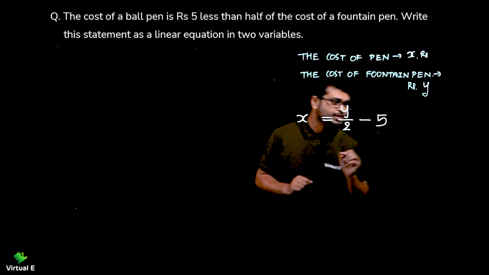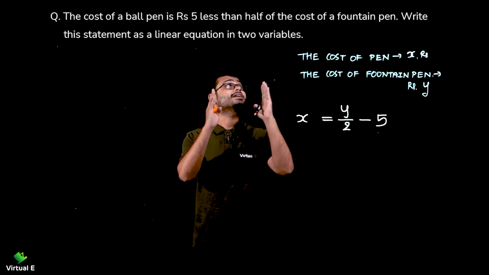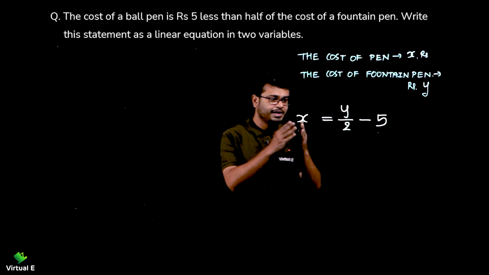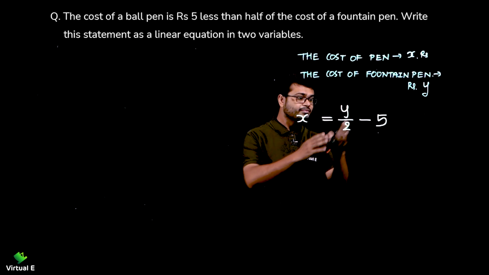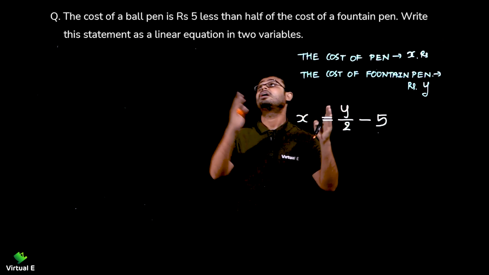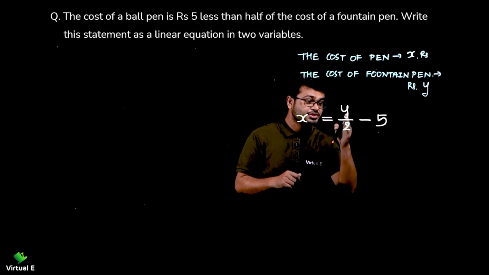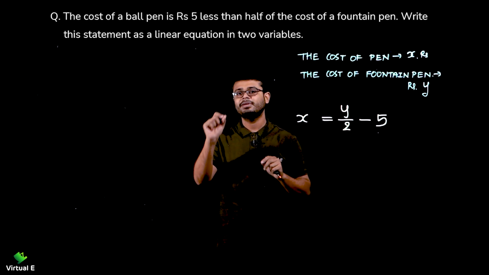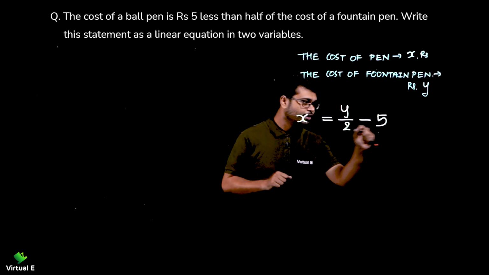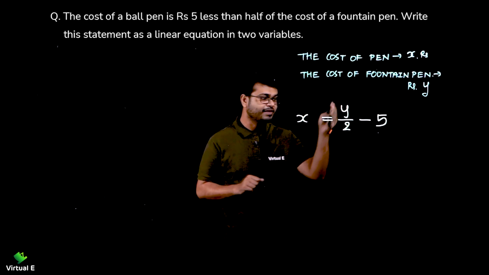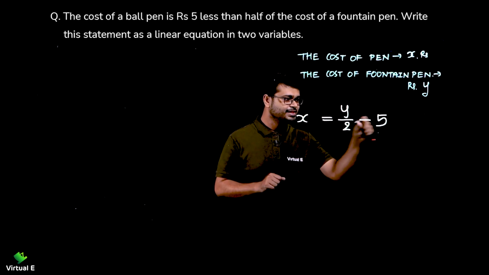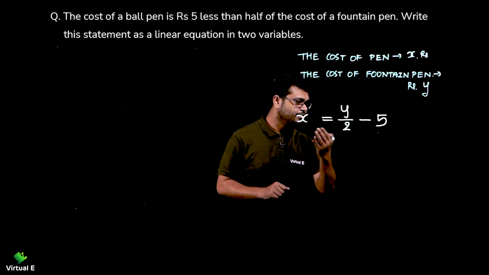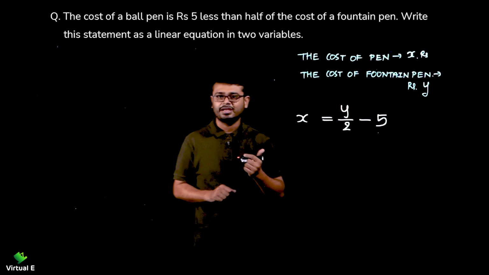The most important thing is to write this sentence in the form of a mathematical equation, right? Cost of a pen is 5 less than half of the cost of the fountain pen, right? Now don't keep it in this form. Keep it in the standard form. If you remember in grade 8 we had fractions, we multiplied with the LCM to each of the terms. The same we are going to do. In this case there is no number other than 2, so we'll multiply with 2.